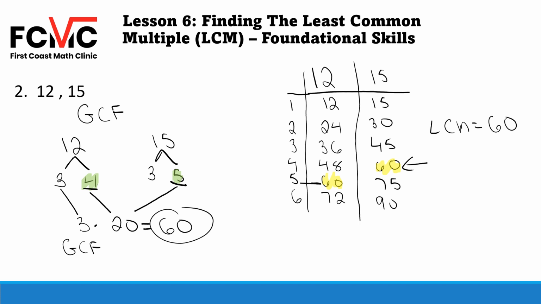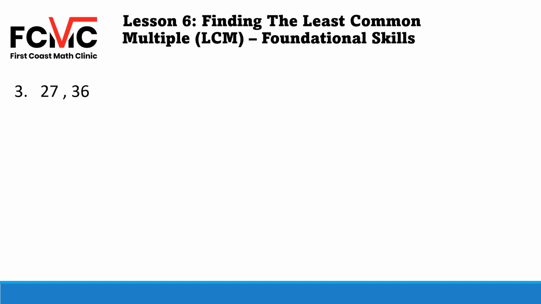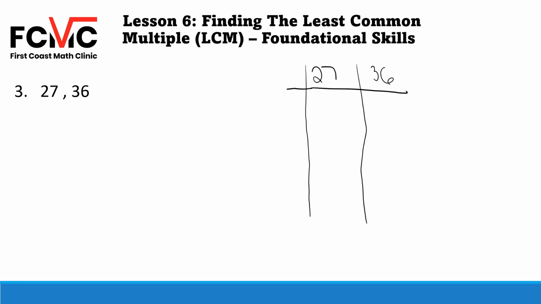Okay. So we found our least common multiple by creating our table and by finding our greatest common factor. So two different ways. Let's go through a couple different examples of finding the least common multiple using our table and by finding our greatest common factor first. For number 3, we've got 27 and 36. We want to find our least common multiple. So let's start by just creating our table. So we've got 27, 36. Let's list the values we're going to multiply by on the left.